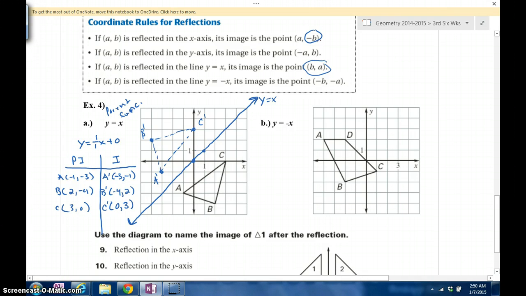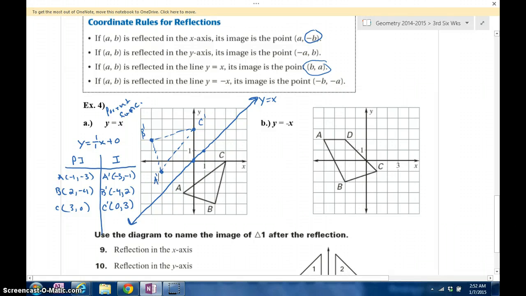Alright, and the shapes match up. So if it looks like a reflection, you're right. If there's something deformed about it, it's two things. You either did something wrong or it's not isometric. So be sure to check your picture. And if there's something going on funny there, double check your coordinates.